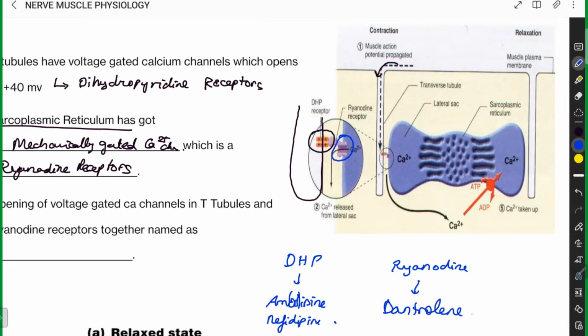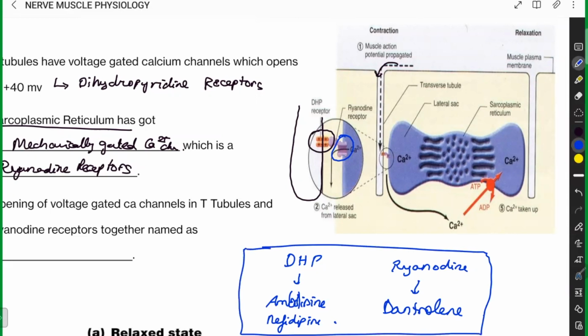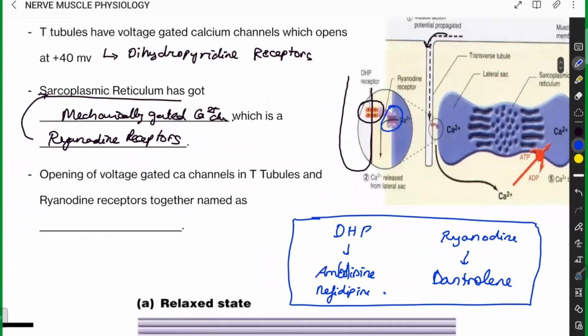You should never forget this, because you're going to read it in pharmacology next year, which deals with the same physiology. When you understand physiology, pharmacology is easy, pathology is easy, medicine is easy, everything is easy. Now you understood how there is going to be a muscle contraction. The opening of the voltage gated channel is called electromechanical coupling.